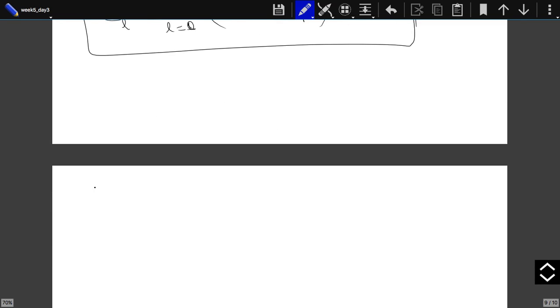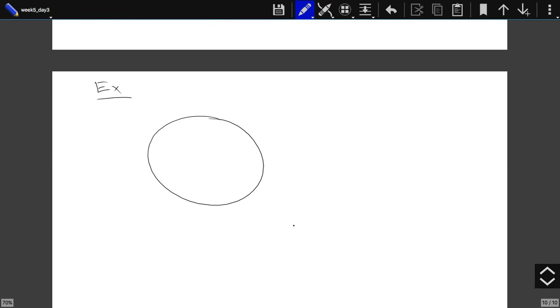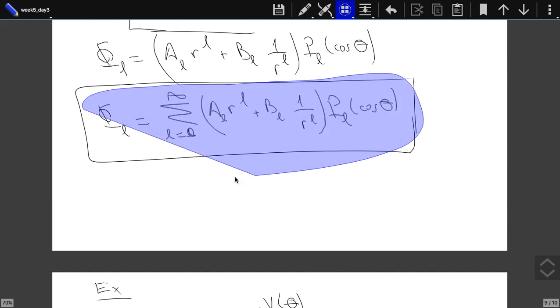Now let's come to our question. What was our question? We had this sphere. On the boundary, the value of the potential was V of theta, and we are looking for the potential inside. This is the general solution, whatever the boundary value is.